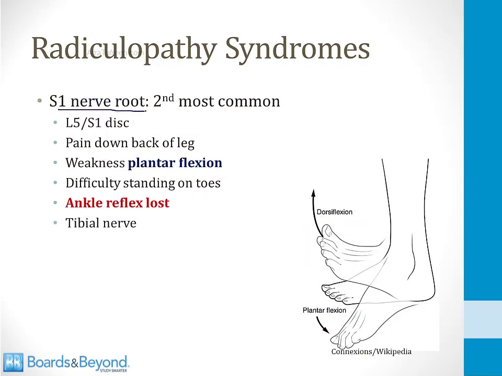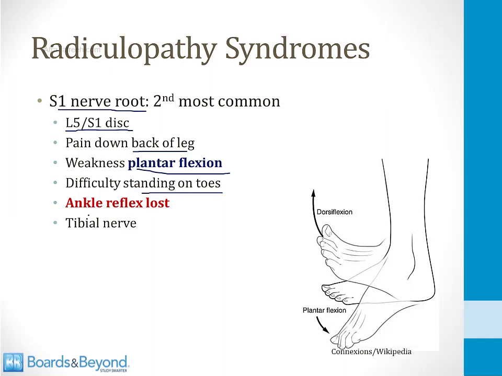Compression of the S1 nerve root is the second most common lumbar radiculopathy syndrome. This happens when there is herniation of the L5 to S1 disc. This leads to pain that radiates down the back of the leg in contrast to pain on the lateral leg for an L5 lesion. And also in contrast to L5 lesions, S1 lesions lead to weakness of plantar flexion, not dorsiflexion. This means the patient will have difficulty standing on their toes.